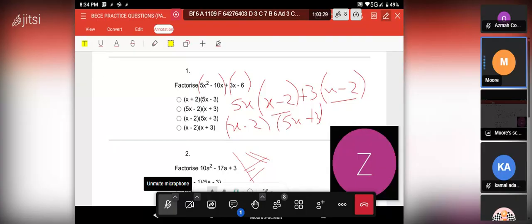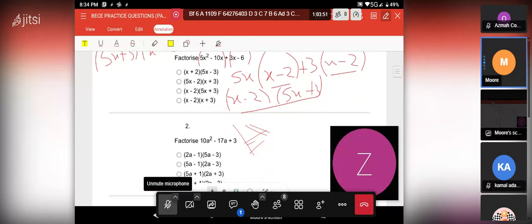That is, you can also write it as 5x plus 3 as the first one and put the other one inside the second bracket. x minus 2 is the same thing as this one. Since it is multiplication, it's going to give us the same answer. Is that clear?